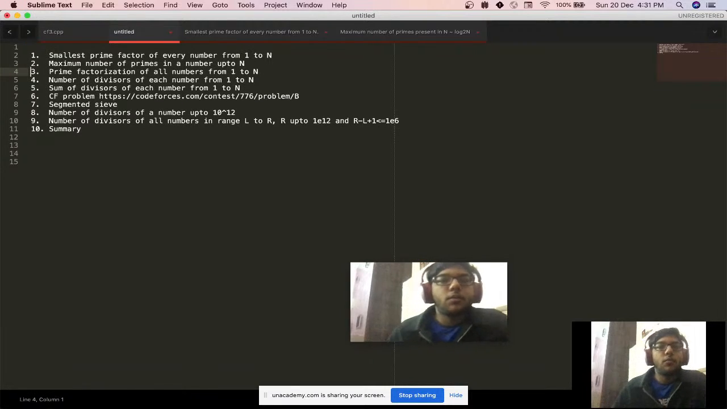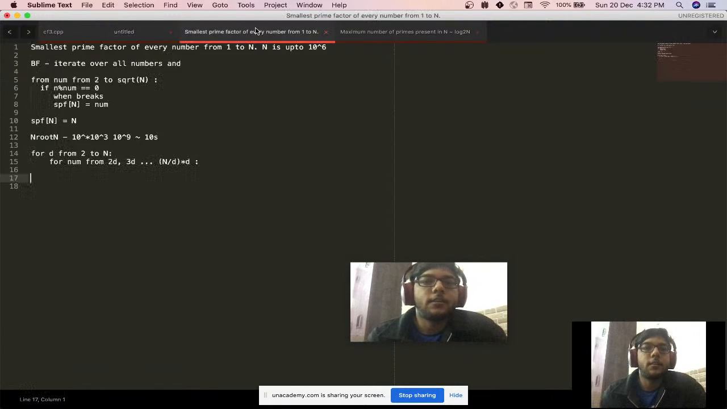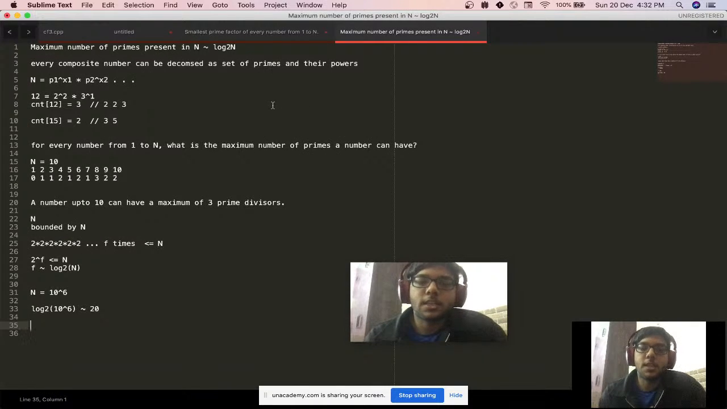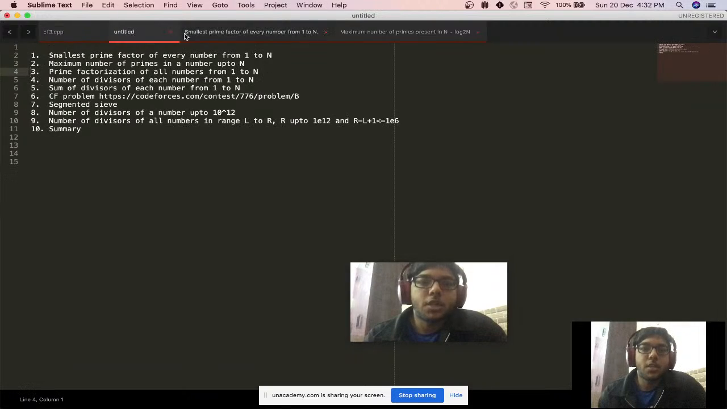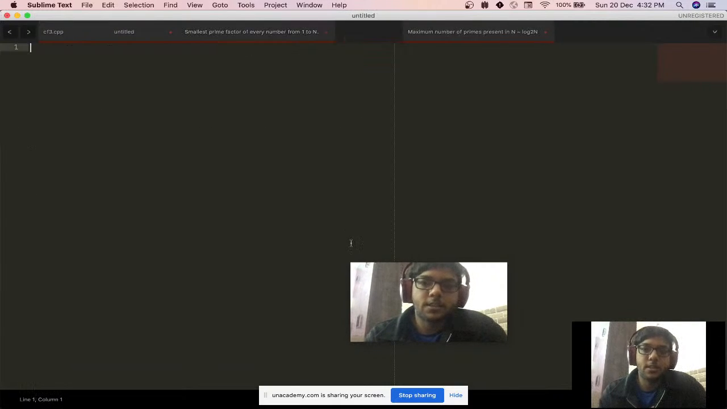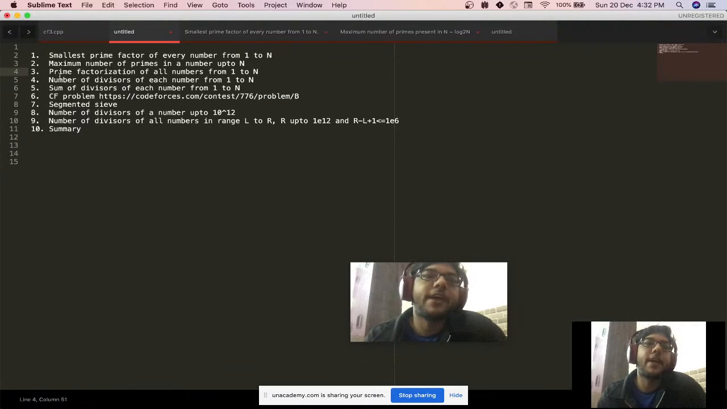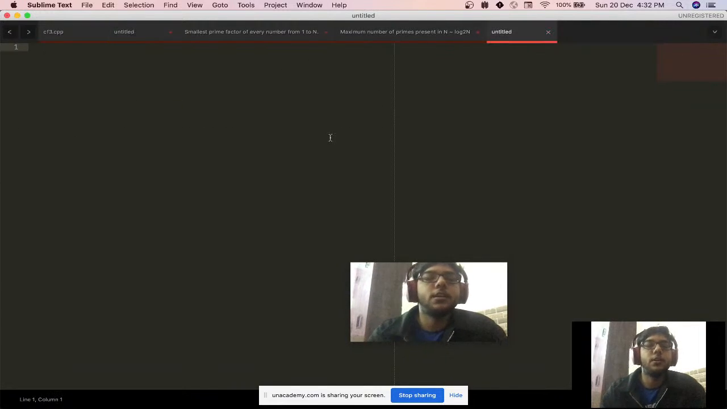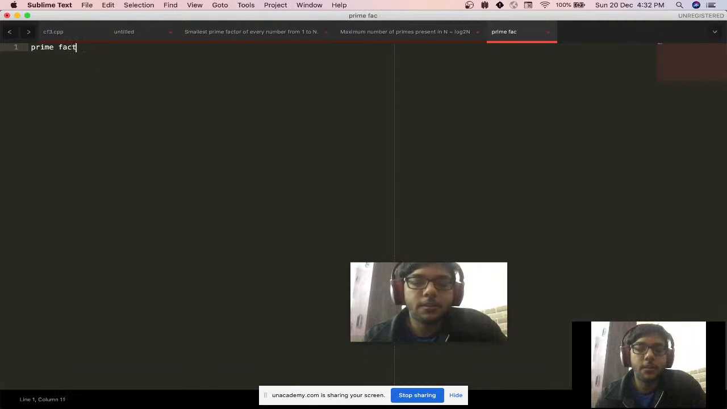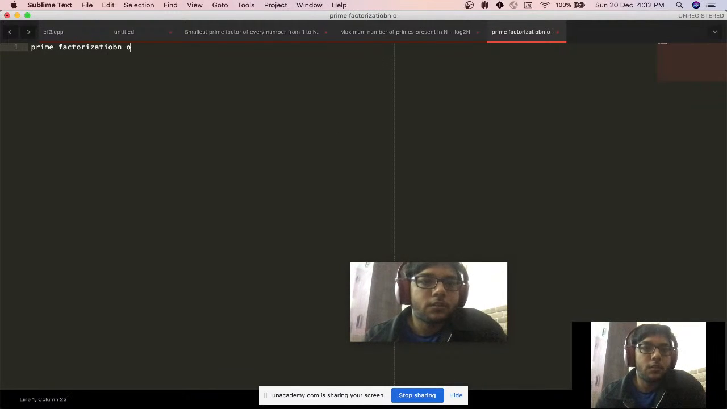Why is this important? Finding smallest prime factors of every number, and why this bound is important. Let me make another tab. Now we want to do prime factorization. In this problem, we want to do prime factorization of all numbers from 1 to n. Let us begin with prime factorization of a single number, let's say n.